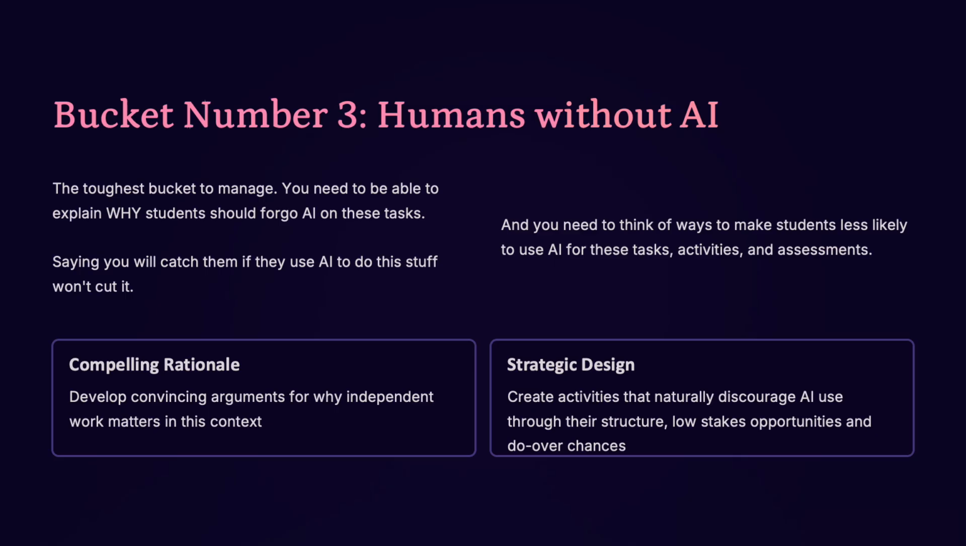And we need to make students less likely to use AI for these tasks, activities and assessments in the way in which we set them up. So we need to give them both a compelling rationale for not using AI, and we need to ensure that we have a strategic design that encourages them not to do so.